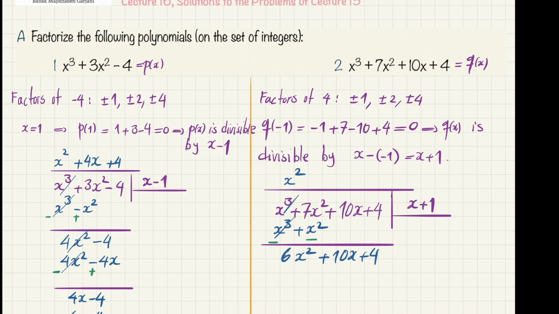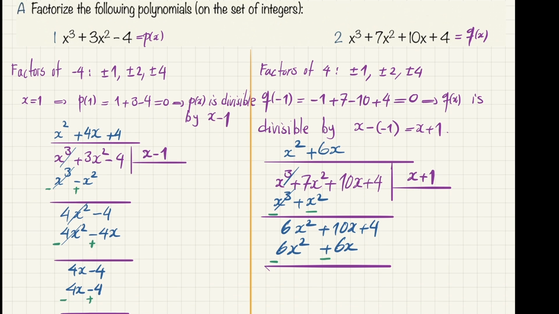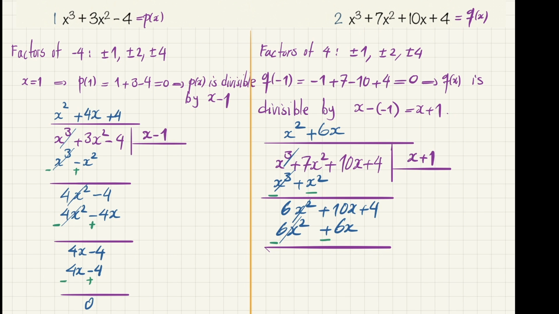Okay, and the next step is to divide 6x squared by x, which gives me 6x, and then I multiply it, so it becomes 6x squared plus 6x. Then I will change the signs, so this becomes negative, this becomes negative, and then I add them again. This term and that term cancel. Then I will get 4x plus 4. And finally, I know that this is positive 4, and if I multiply it by positive 4, it becomes 4x plus 4. And then I will change the signs, and then I will get 0.